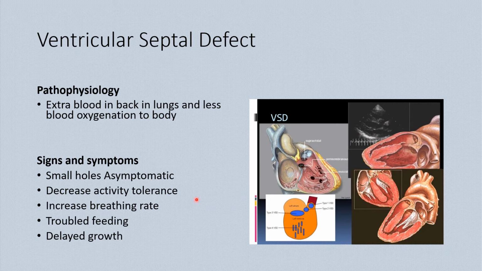Signs and symptoms: small ventricular septal defects are asymptomatic like atrial septal defect, and again there would be decreased exercise or activity tolerance in the kid. There would be increased breathing rate. Feeding would be hampered or troubled, leading to delayed growth or milestones in children.